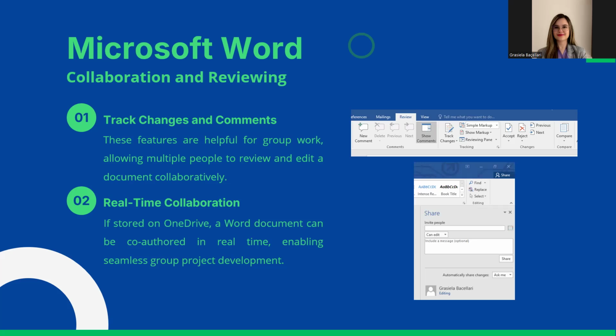Another very, very important feature is about collaboration and reviewing. If we store our Word file in OneDrive, we can co-author in real time and enable seamless group project development. Also, we can track changes and leave comments. These features are very helpful for group work, allowing multiple people to review and edit a document.